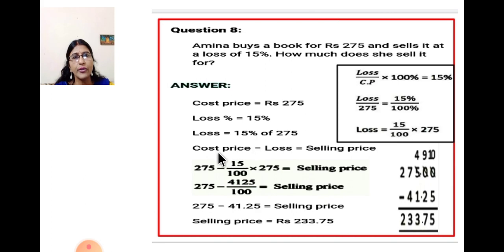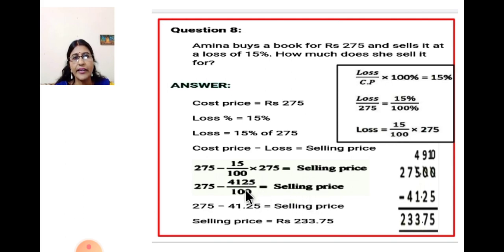Now what you do? Now you know the formula. As there is a loss, so we'll write cost price minus loss is equal to selling price. And then now we are going to substitute the value. Now cost price is 275, which is given in the question, and loss we will write this 15 upon 100 into 275, and that is equal to selling price. Now what you will do, you will multiply these two numbers, you will get here 4125 upon 100, which is equal to selling price.